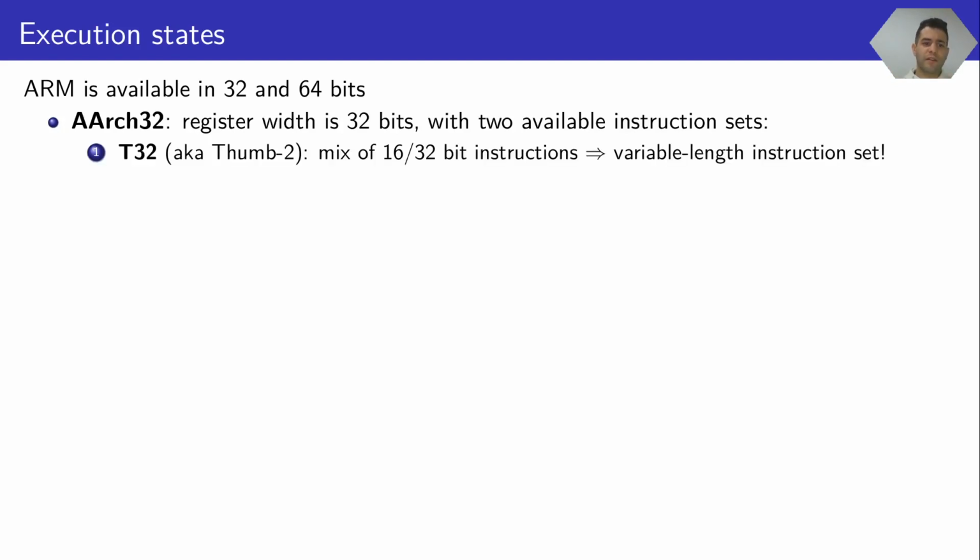You have T32, also known as Thumb-2, that is a mix of 16 and 32-bit instructions. So literally, you have a variable length instruction set like x86. Instead, you will see that in ARM the size of each instruction is normally fixed, but in Thumb-2 it's not the case. And then you have A32, the normal 32-bit instructions, as you can expect.